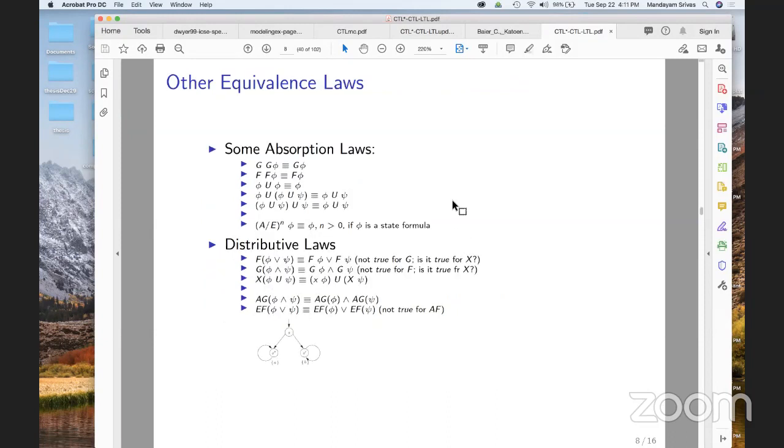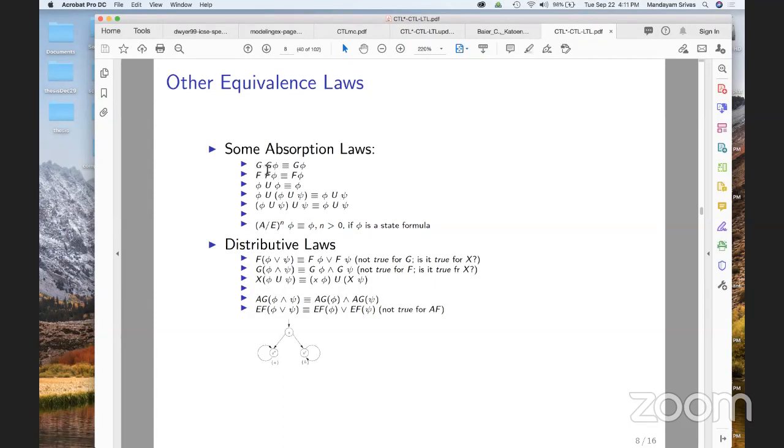So finally, some other laws. These laws are purely of interest from a semantic point of view, for understanding. It's not that they are relevant, important, or significant for model checking. But sometimes, if you want to prove equivalence between CTL star formulas, this becomes important. They are also of interest anyway to eliminate redundancy in your formula.